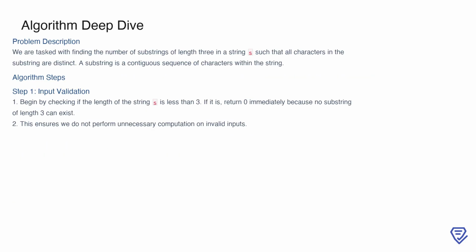In this problem, we are asked to calculate the number of substrings of size 3 within a string S such that all the characters in each substring are distinct. A substring is simply a contiguous sequence of characters from the string.